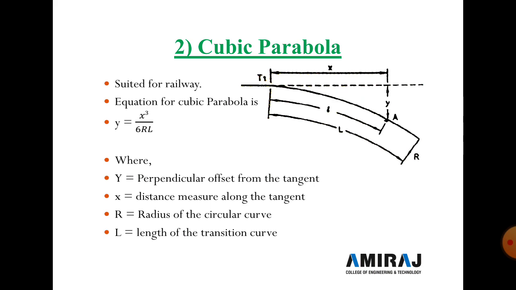So what is y? Y is the perpendicular offset from the tangent, so this length, this value. X is the distance measured along the tangent from the starting point to a point we take at some distance, x distance, and R is the radius of the curvature, this value, and L is the length of the transition curve from the starting to end point.